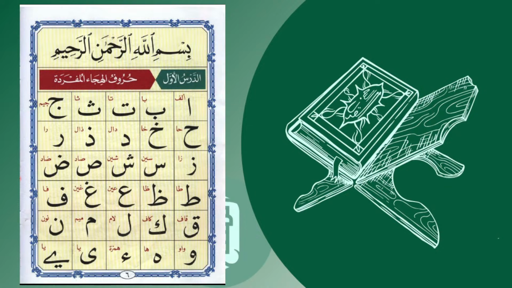Next one, sheen, sheen, sheen. Okay. Za, za, za. Second box, seen, seen, seen. Third box, sheen, sheen, sheen.